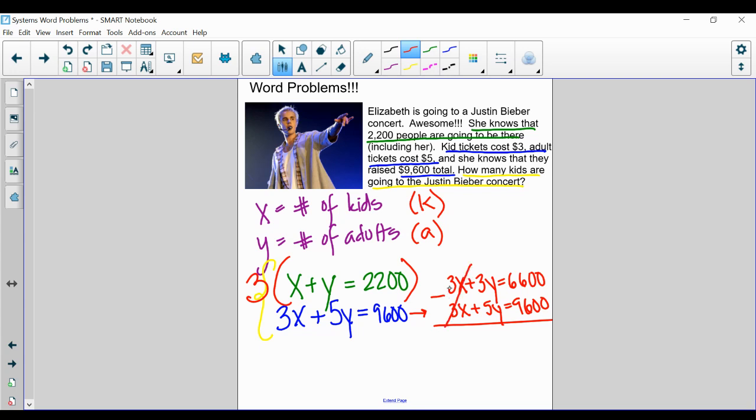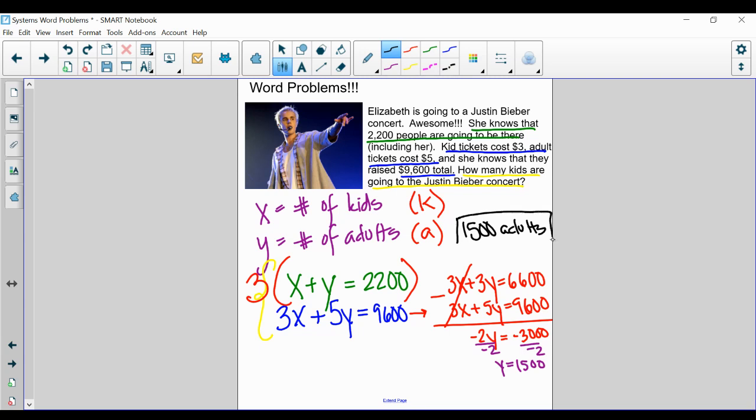Remember, when we eliminate, we're looking for the same coefficient. So when that happens, I'm going to be left with negative 2y equals negative 3,000. I can then solve for y by dividing by negative 2 on both sides, and that's going to tell me y equals 1,500. So I know that there are 1,500 adults at the concert.